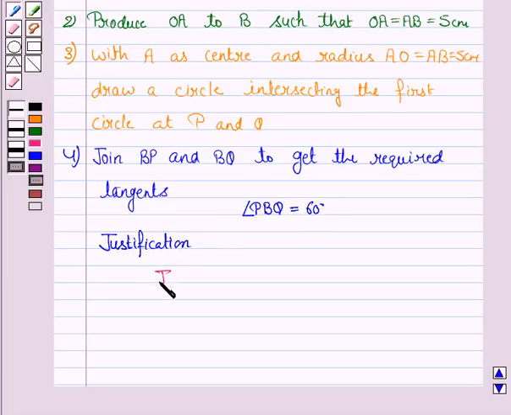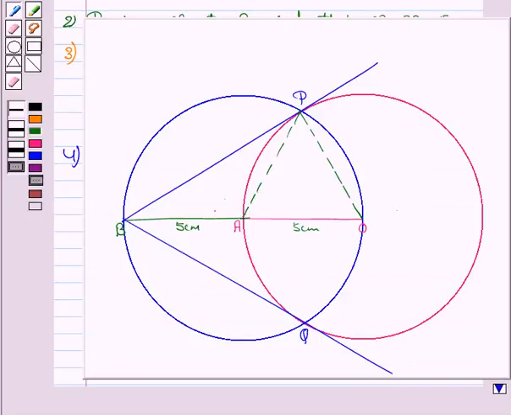Now for justification, join AP and OP. So we have joined AP and OP, and here we see that OP is equal to OA since they are the radii of the given circle. Also OA is equal to AP since AP is the radius of the circle with center A, and the circle with center A has radius 5 cm. So this is 5 cm, this is also 5 cm, and this is also 5 cm.